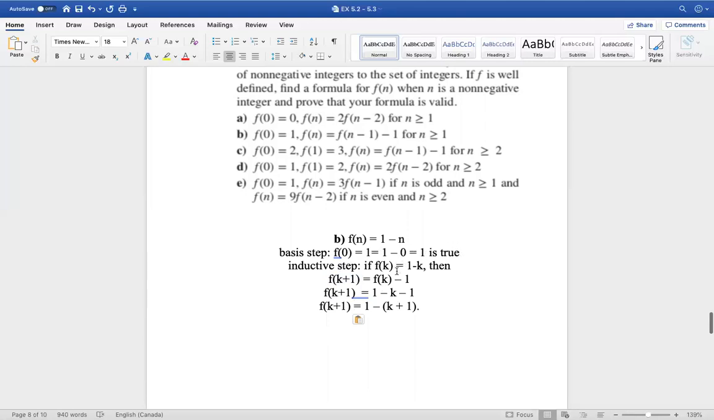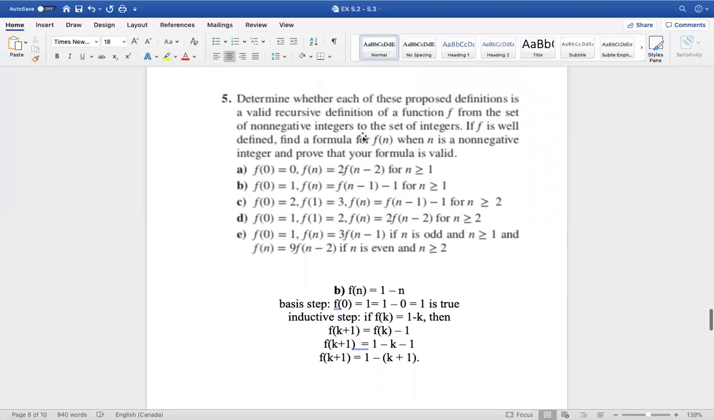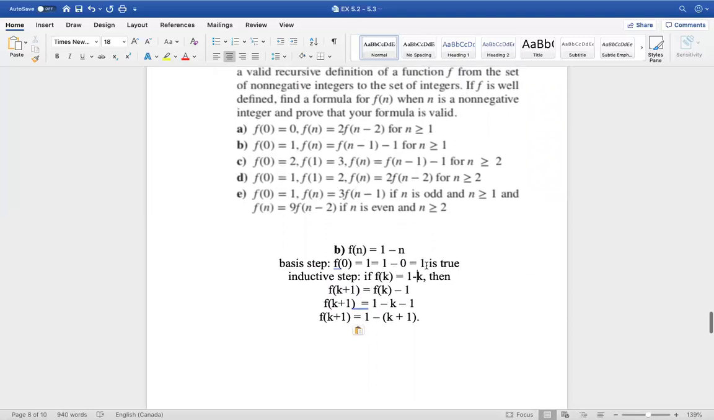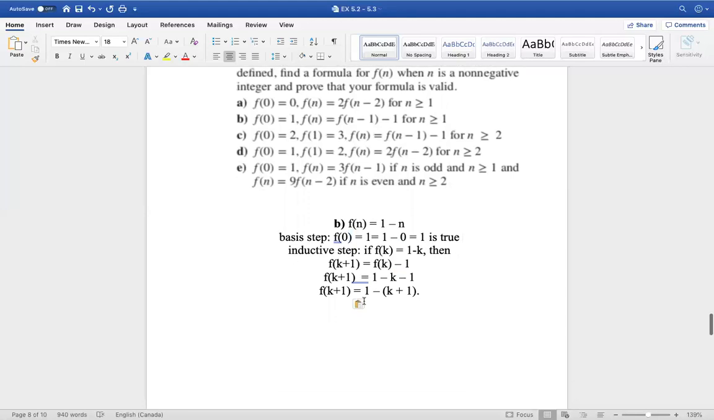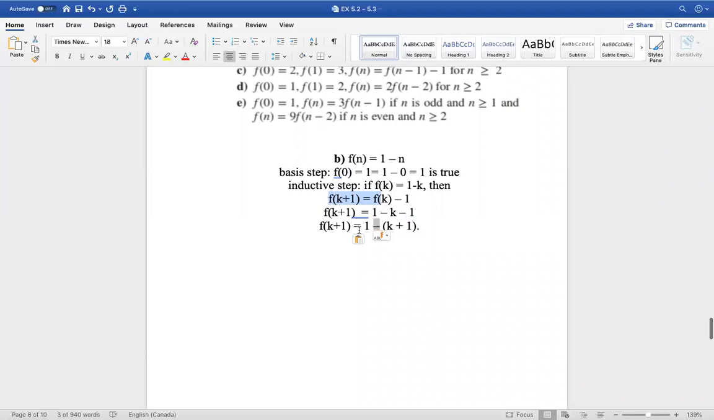Okay, so we start with the basic step, and then we take the n. So we know that n is a non-negative integer. So we start with the smallest one, and then we find out that it's true for the basic step. And then we take the inductive step for f of k, which is equal to 1 minus k, and then we have to prove it for f of k plus 1 here, right? And when we did f of k plus 1, we find out that it's basically 1 minus k plus 1 here. If you see the resemblance, it is almost the same thing, but just for the next step. Therefore, this proves the inductive step and hence completes the proof.